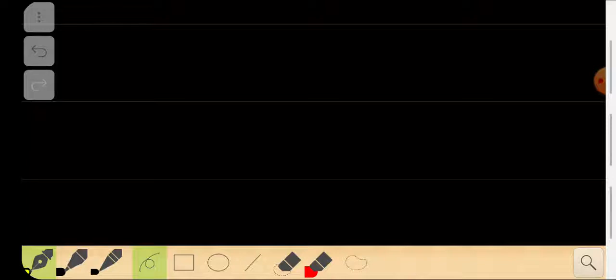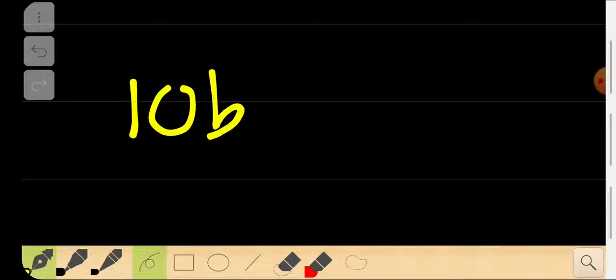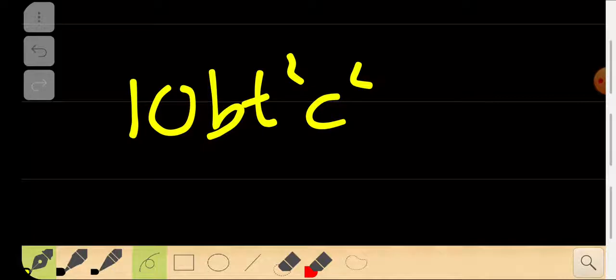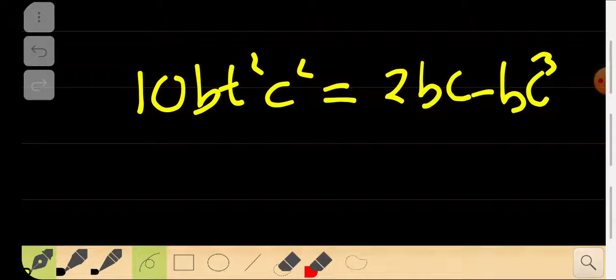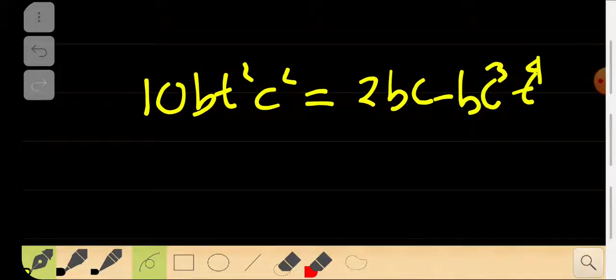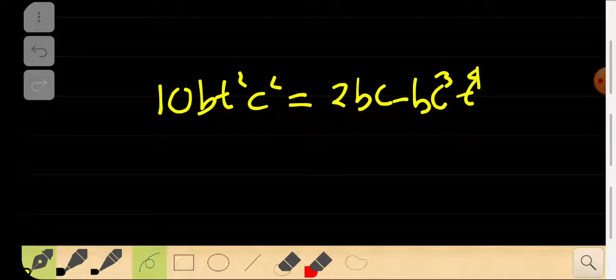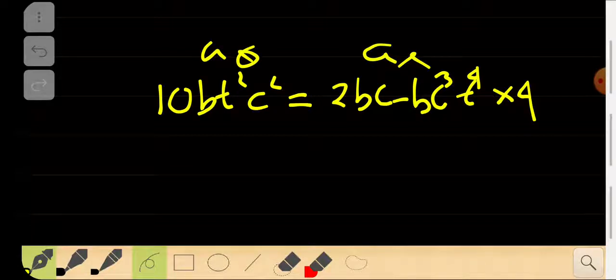Now let's look at one final case, and I'm going to close in. So the final case is when they are both equal. So b t square c square, which is the theta cap, this is the tangential, which will be equal to 2bc minus bc cube t raised to 4, times 4, I guess. So when a theta and a r are equal to 0, when will they both be equal to 0?